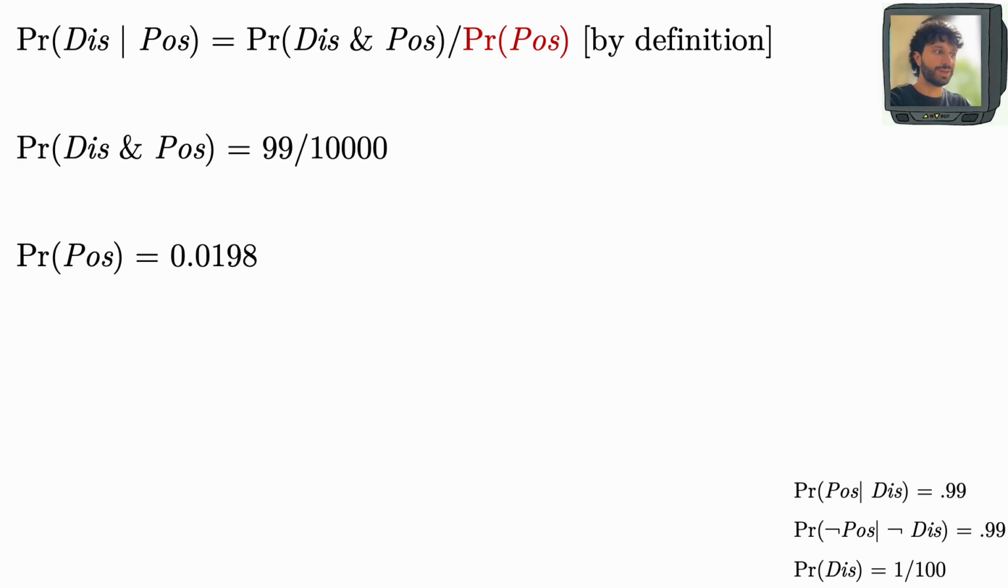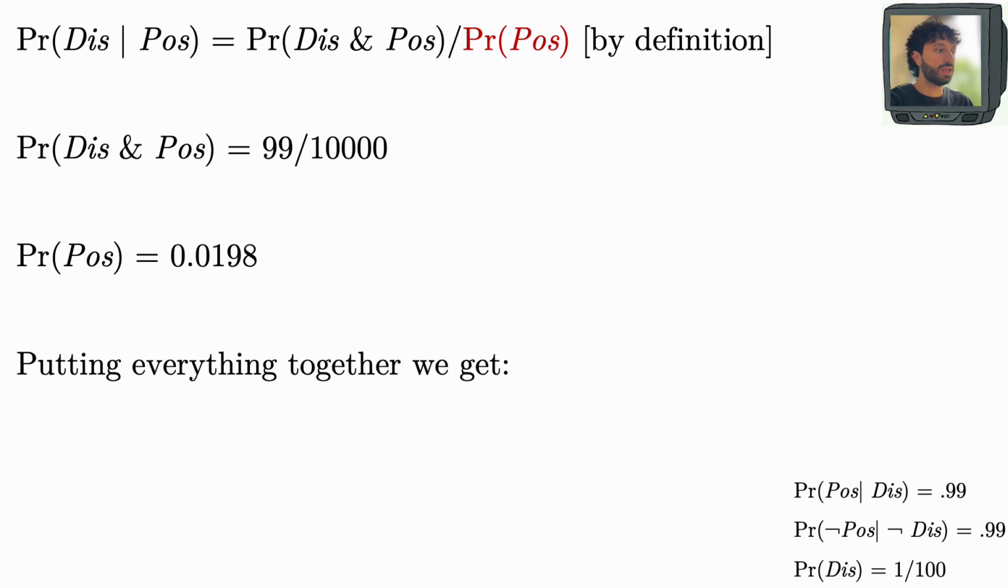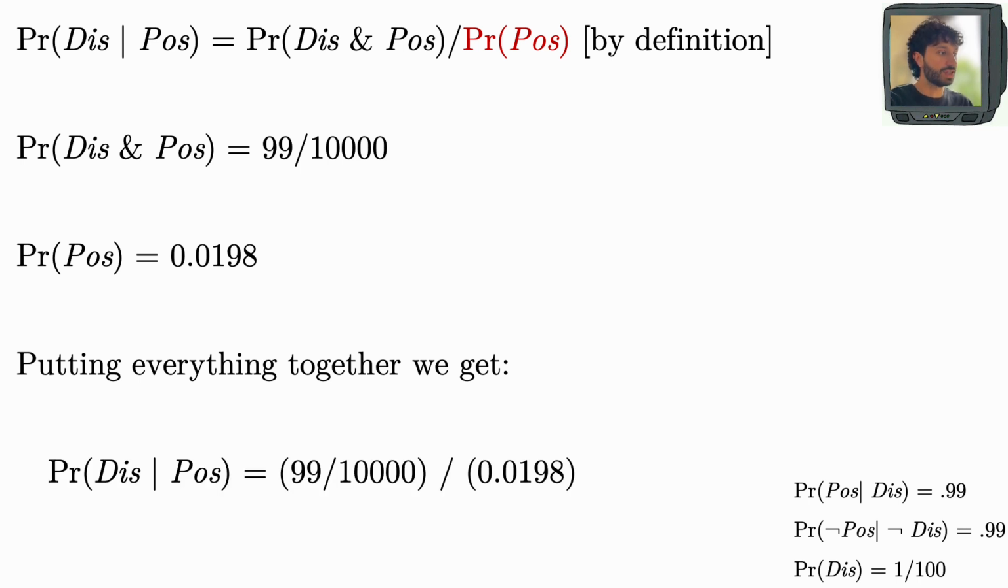We're not done yet, right? Because we found the denominator, but now we still have to divide the numerator by the denominator. So putting everything together, we get that the probability of having the disease, given that you test positive, is equal to 99 over 10,000 over 0.0198. And just put that in the calculator, and you get that that's 50%. Magic, right? So these conditional probabilities and the tools that we've seen allow us to really not make mistakes in these very complicated cases where you have to keep all of these almost puzzle pieces together.